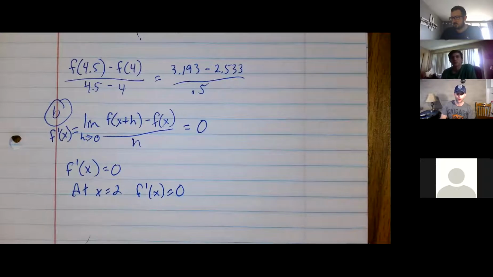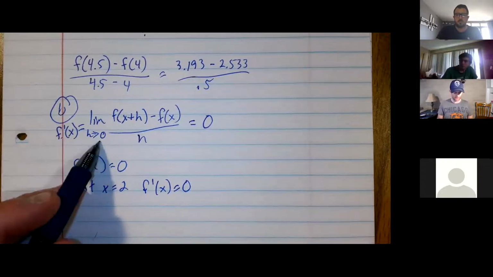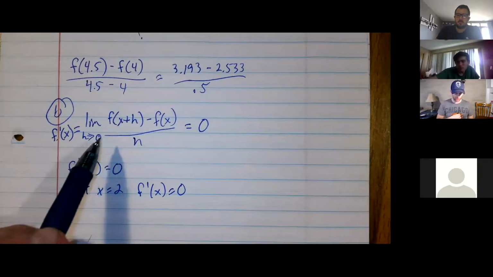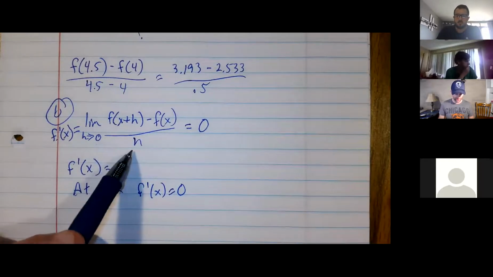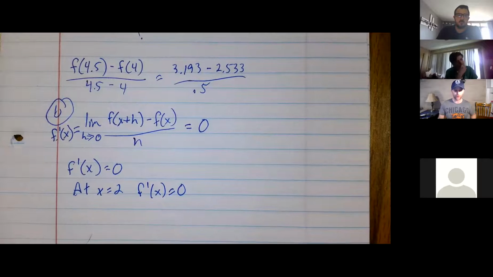All right, and that one was worth 2 points. Okay, so you get 1 point for recognizing that f prime of x is the limit as h approaches 0 of f of x plus h minus f of x over h, and then 1 point for giving the answer at x equals 2 with some sort of a reason. Any questions about part B?